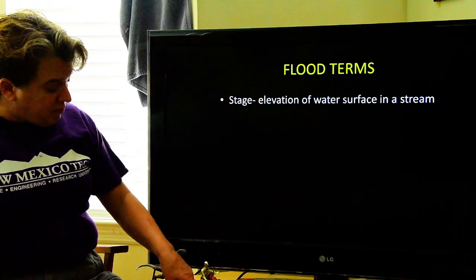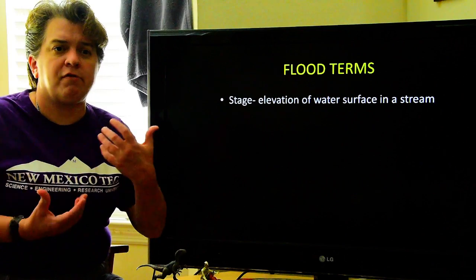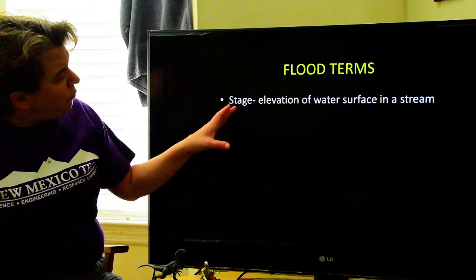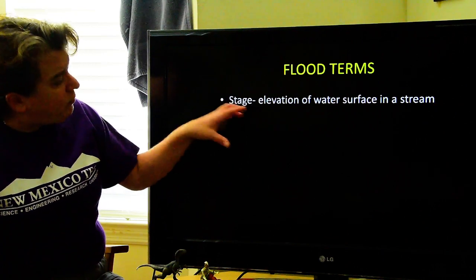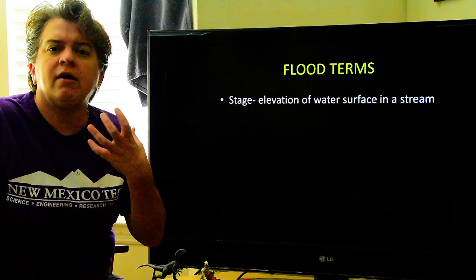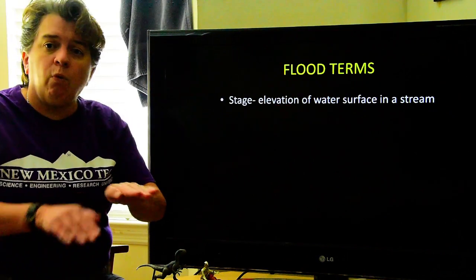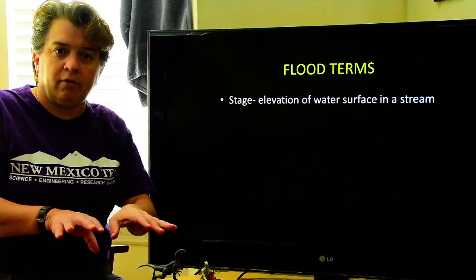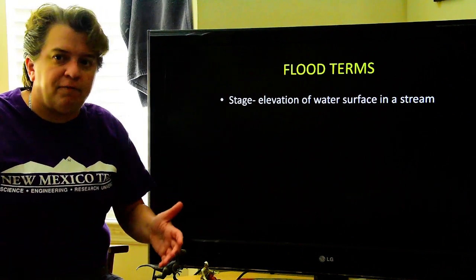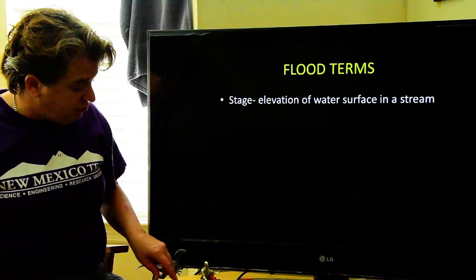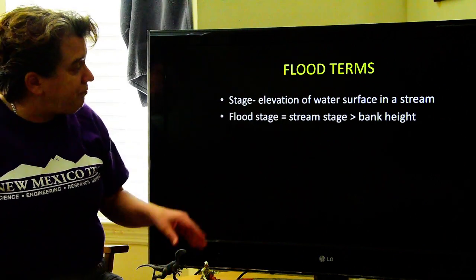All right, when we are talking about floods, there's certain terminology that goes with floods. One of these is stage. When we talk about the stream stage, that's the elevation of the water surface in the stream. Okay, so is it 50 feet above sea level? Is it 80 feet above sea level? Whatever that elevation of the water in the stream.